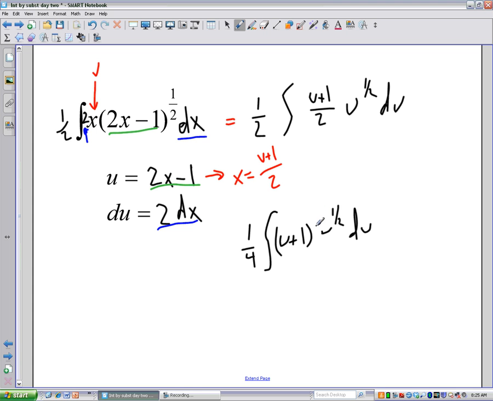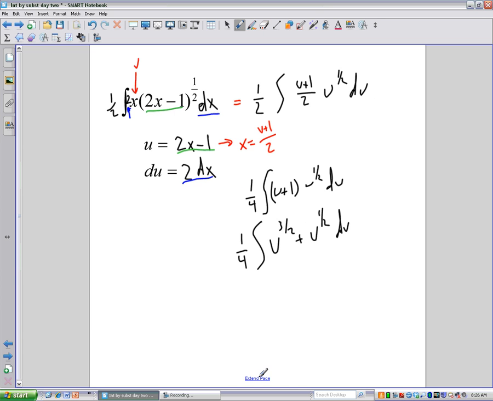Okay? Now, before I couldn't distribute the x in there because of the exponent, but now I've got my exponent outside, so I can distribute this in. So this becomes 1/4 integral, multiplied through, u to the 3/2 plus u to the 1/2 du. Okay? And from here, that's a jolly hand clapper. We all know how to integrate that.